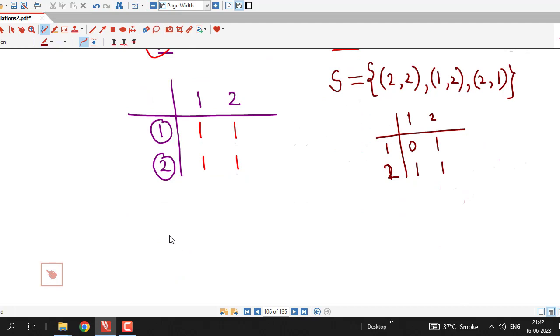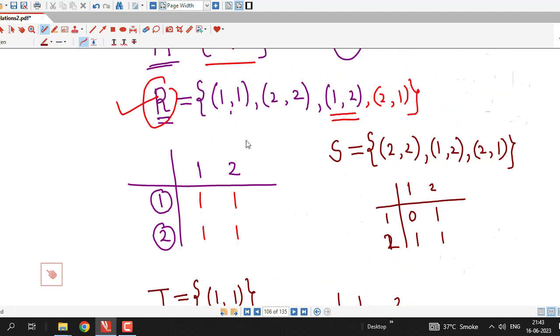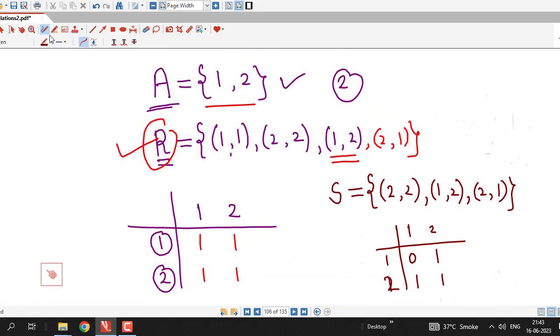And let me write another symmetric relation also. T equal to say {(1, 1)} only, then let me write down the matrix corresponding to this relation T. So we have only one ordered pair present, so here we have 1 and other entries are 0. So here you can see I have written or constructed 3 symmetric relations on the given set A.